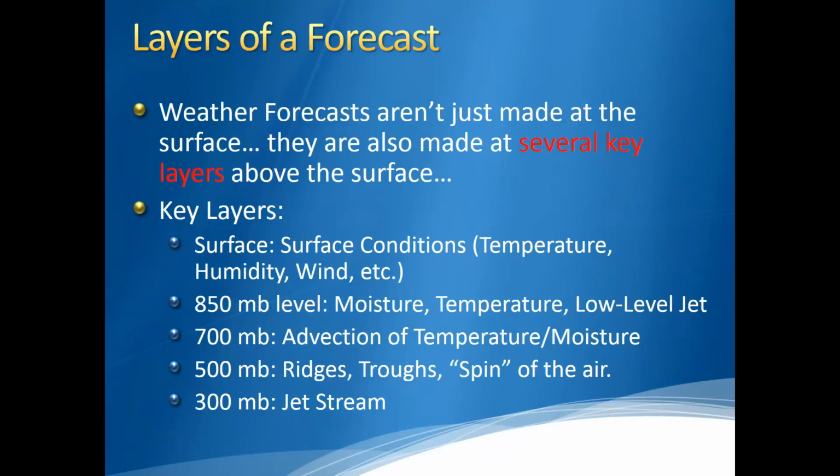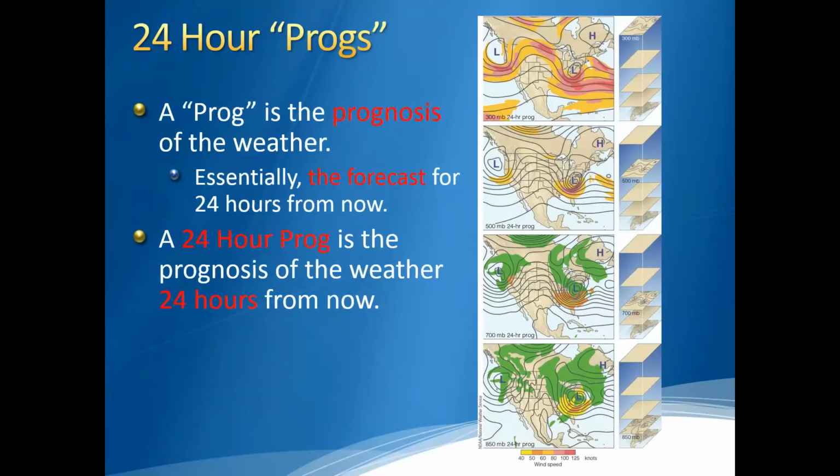And then we look at each one of these levels, and we look at their current conditions, and then what is forecast for them in the future. And those forecasts are what are called progs. Basically, a prog is just a prognosis. It's a prediction. And a 24-hour prog simply represents a 24-hour prediction from now.